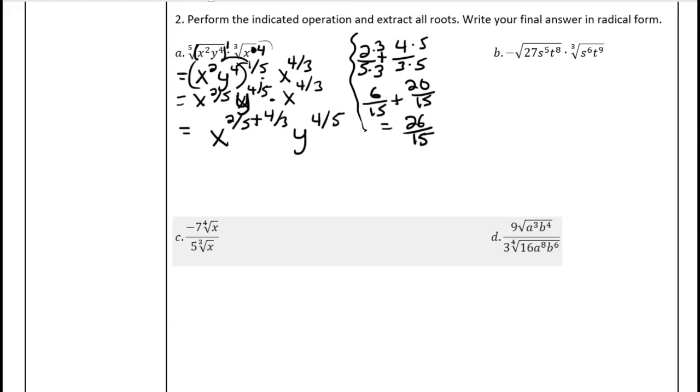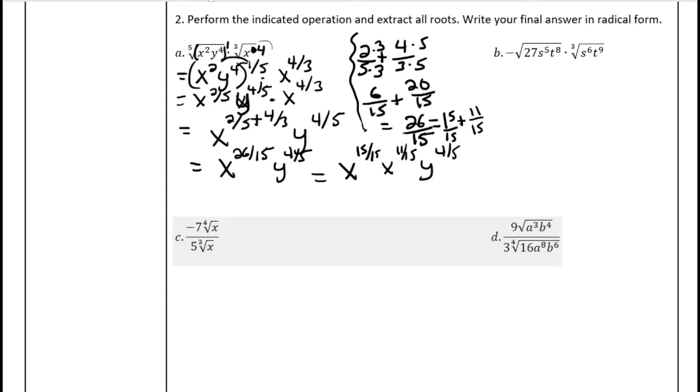Also keep in mind that 26 over 15 is the same thing as 15 over 15 and 11 over 15. Okay, so I'm going to keep that in mind because I'm going to rewrite that later. So x is going to be 26 over 15, and then we have y to the 4/5. Now I'm going to rewrite the 26 over 15 as 15 over 15 and 11 over 15. And then of course we got the y. The reason I do that is that 15 over 15 is 1, so I got x to the 1 power.